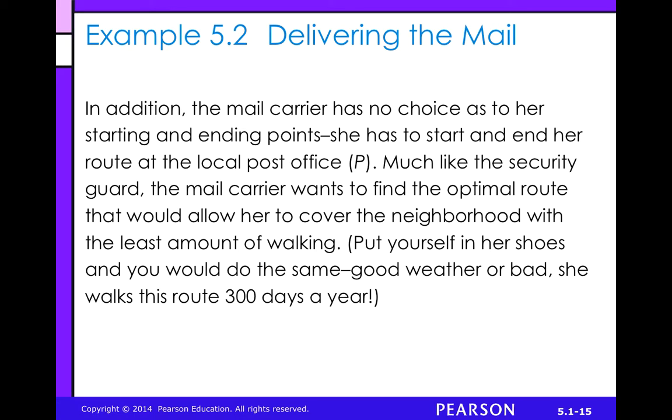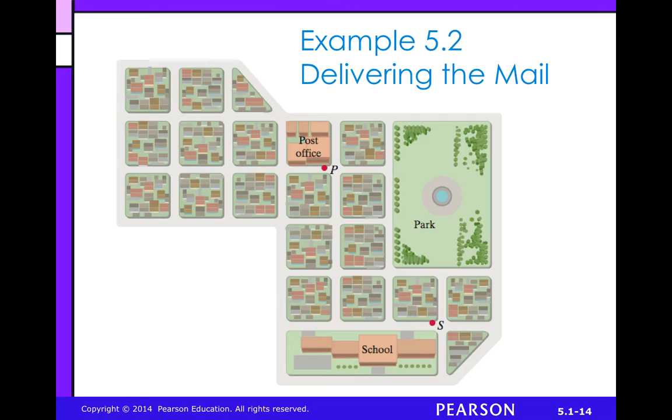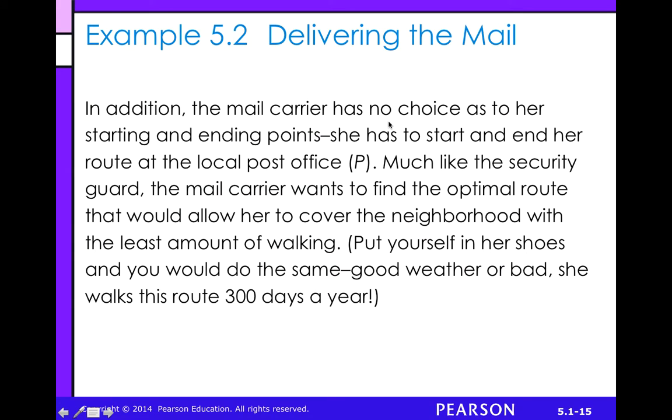So here the post office is fixed, so the mail carrier has no choice but to start and end where the post office is. The security guard could presumably park his car somewhere else. So if we couldn't find him a route starting at S, maybe he could have parked right here and he could do better. Okay, so yeah, the mail carrier wants to find an optimal route that would allow her to cover the neighborhood with the least amount of walking.